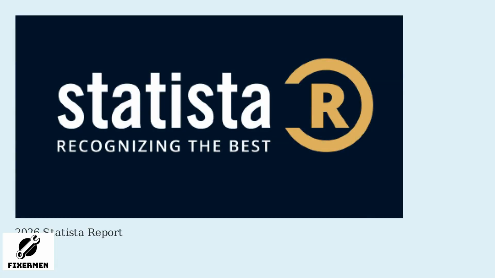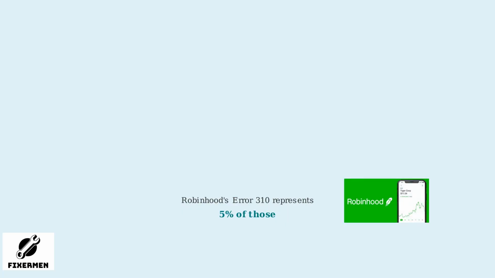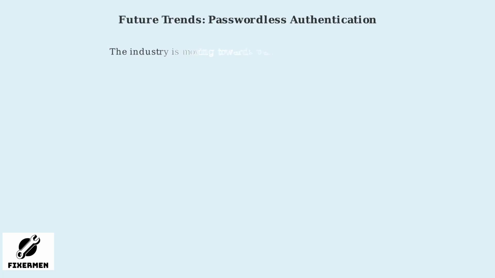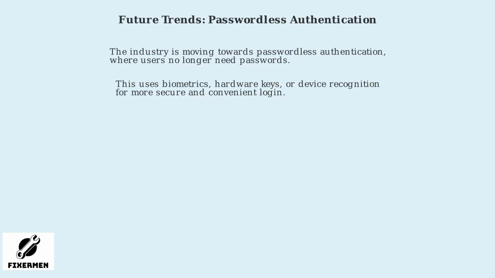According to a 2026 Statista report, authentication failures account for 15% of all fintech app support tickets, with Robinhood's Error 310 representing 5% of those. This highlights the widespread nature of authentication issues in the fintech industry. The industry is moving towards passwordless authentication, eliminating the need for traditional passwords. This approach uses biometrics like fingerprints, hardware keys, or device recognition for more secure and convenient login processes.